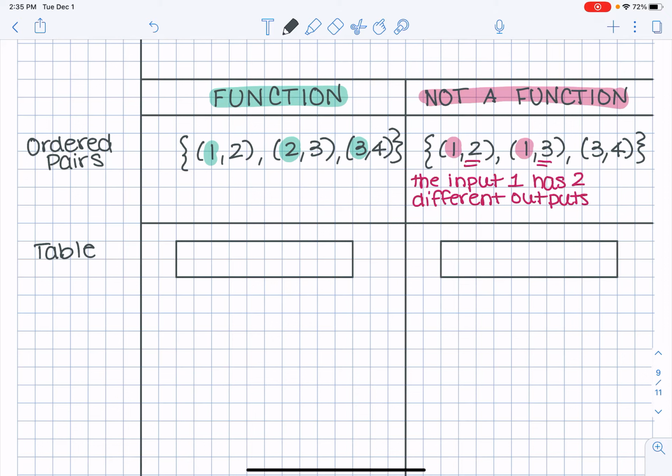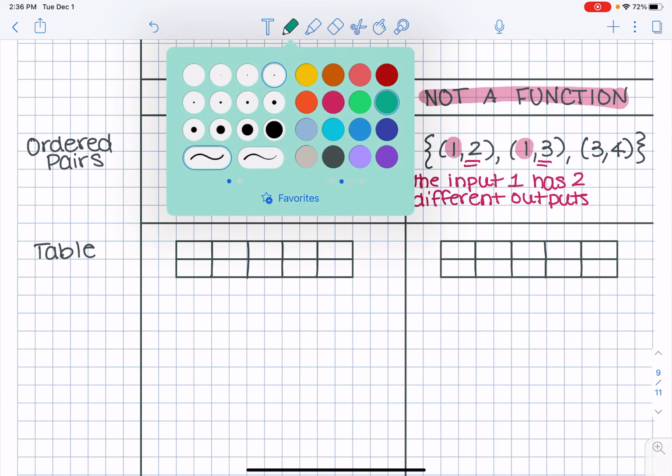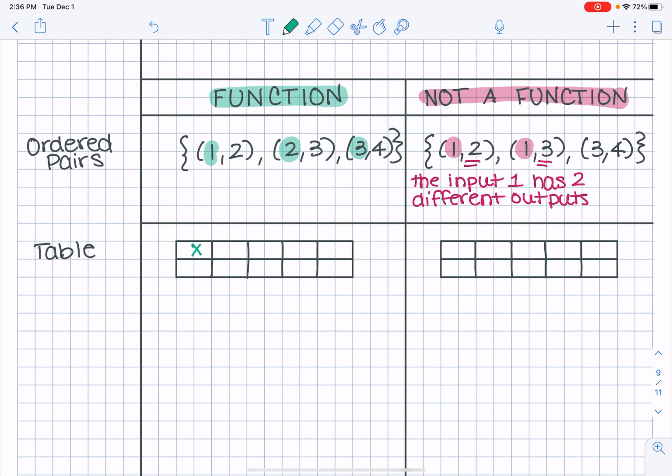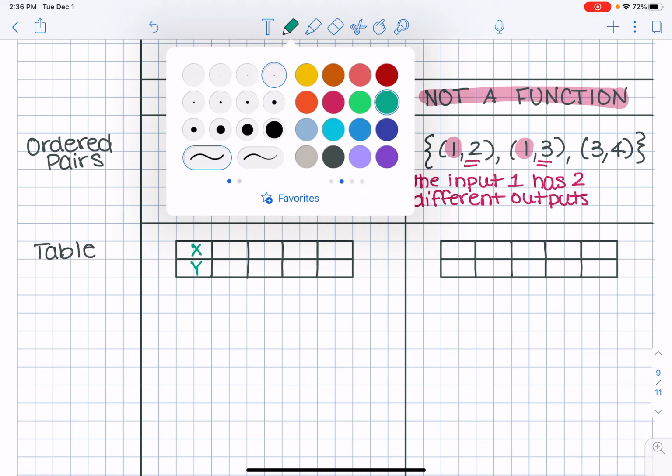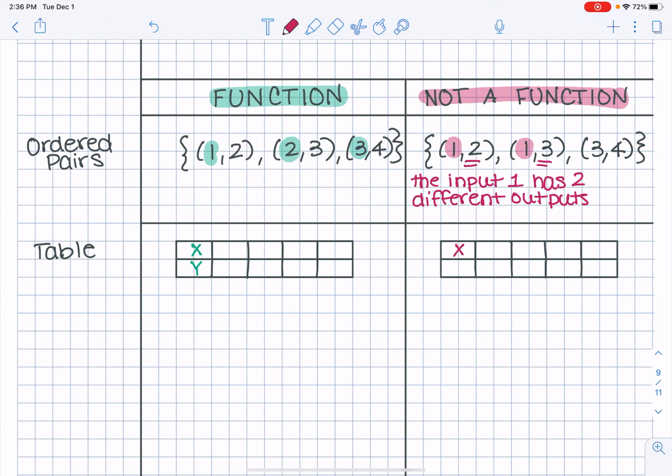Okay, and then I'm going to split it up every 2 blocks. And I'm also going to split it down the middle. Okay? So we know that our values in a table are called X and Y values, right? So I'm going to label my table X and Y.